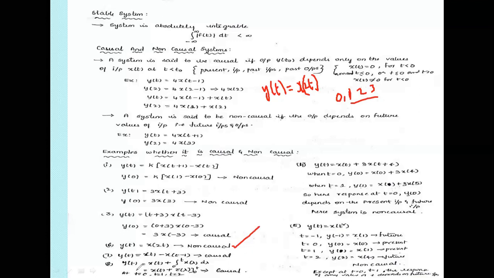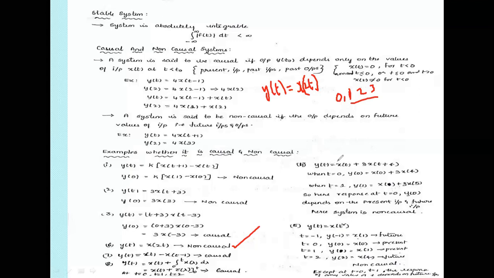Got it? And y of t is equal to x of t plus the integral from 0 to t of x of lambda d lambda. So it is also a causal system, when we substitute t equal to 0, 1, 2, it is x of t plus the integral of x of lambda. It depends upon the present and the past inputs.